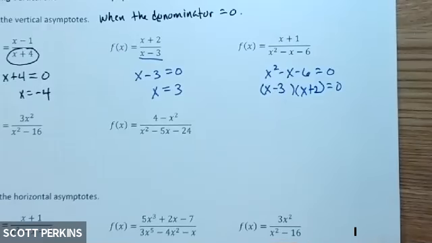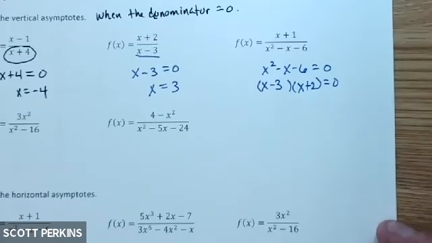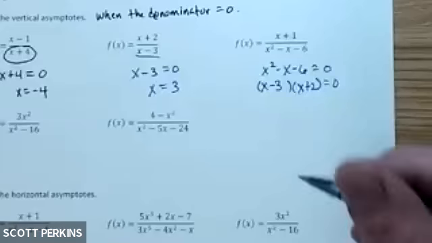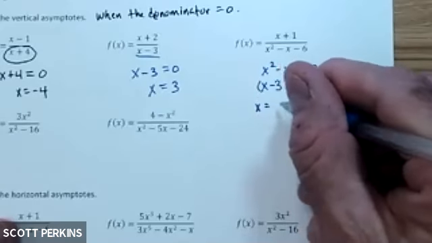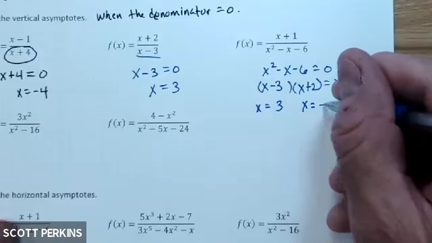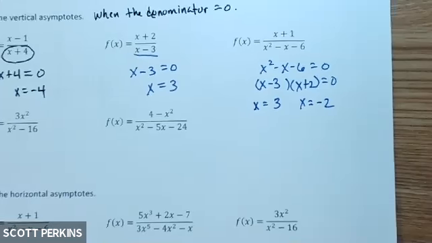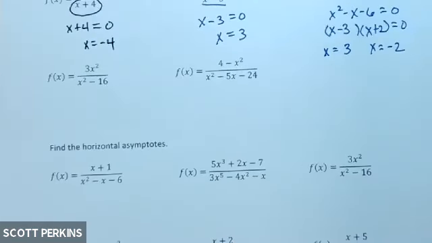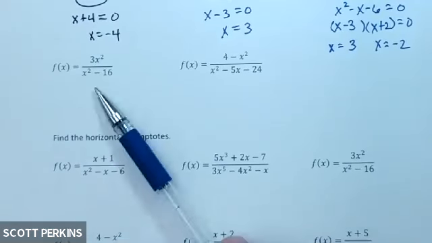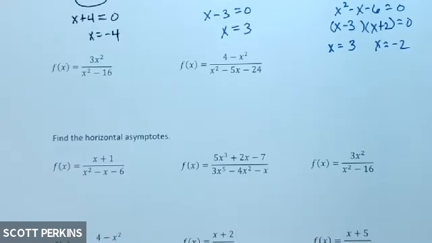No one took me up on this offer before the test, but if anyone needs some review on factoring, I have some videos from my intermediate algebra class I can throw your way and help get you up to speed. So we are going to have 2 values, x equals 3, x equals negative 2. There are 2 vertical asymptotes of that graph, so lots of fun going on there. So your second to last problem for the day is find the vertical asymptotes of the next problem, 3x squared over x squared minus 16.